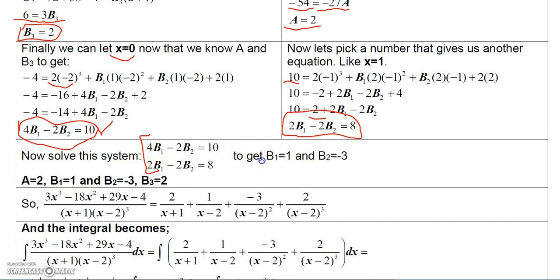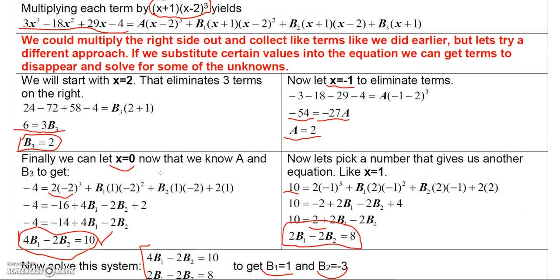Now the solution of that system is b1 equals 1 and b2 equals negative 3. So now we have all four values. We knew a was 2. Now we know b1 is 1. We know b2 is negative 3. And we knew b3 was 2.